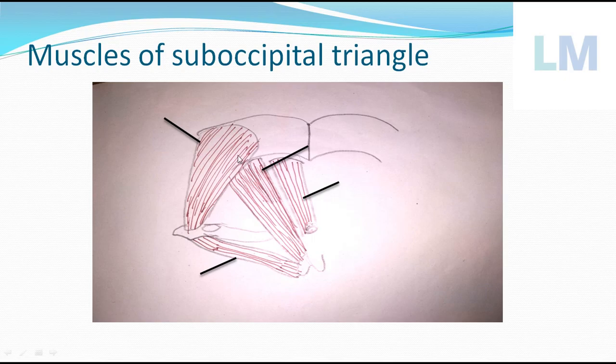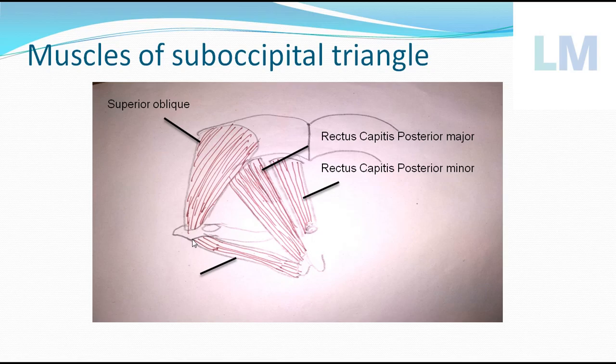Come to the muscles of the suboccipital triangle. Occipital bone is a bone on the posterior surface of your skull. Sub means underneath that. It is not just behind that, but it is underneath that bone. That's why it's called suboccipital triangle. A triangle has got three boundaries. The medial boundary is formed by rectus capitis posterior major and rectus capitis posterior minor, whereas the superolateral boundary is formed by superior oblique and the inferolateral boundary is formed by inferior oblique.